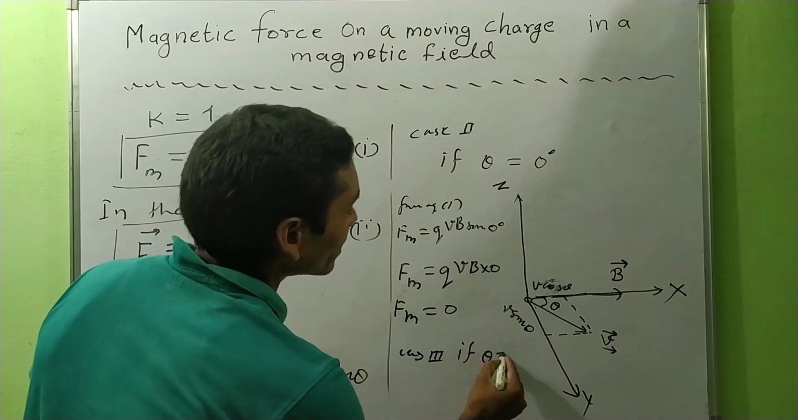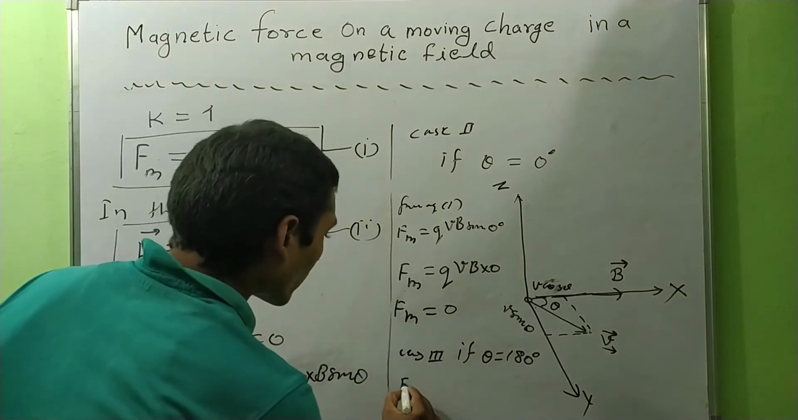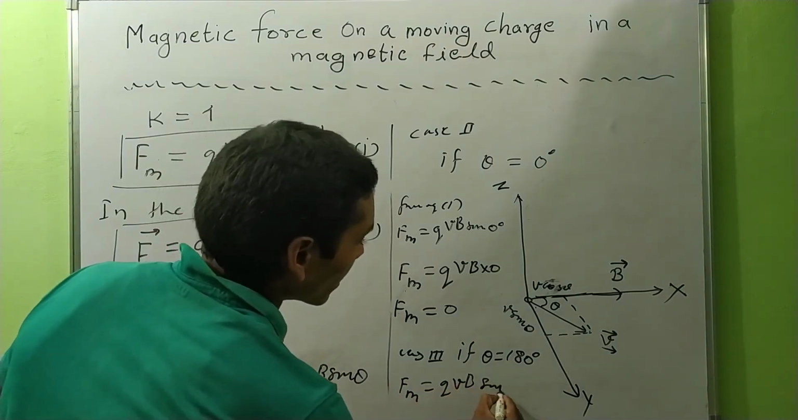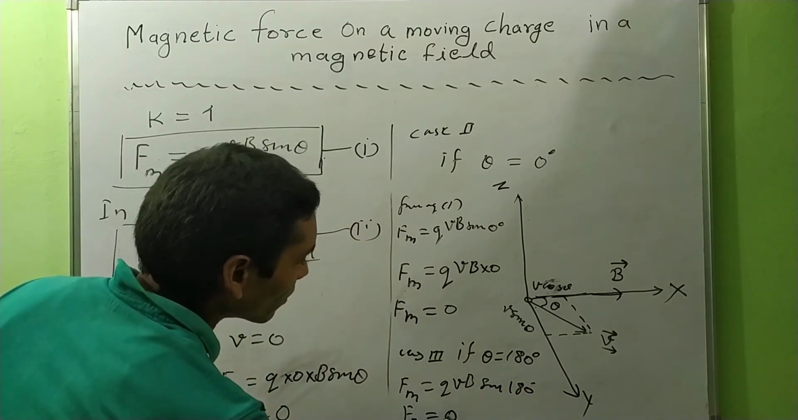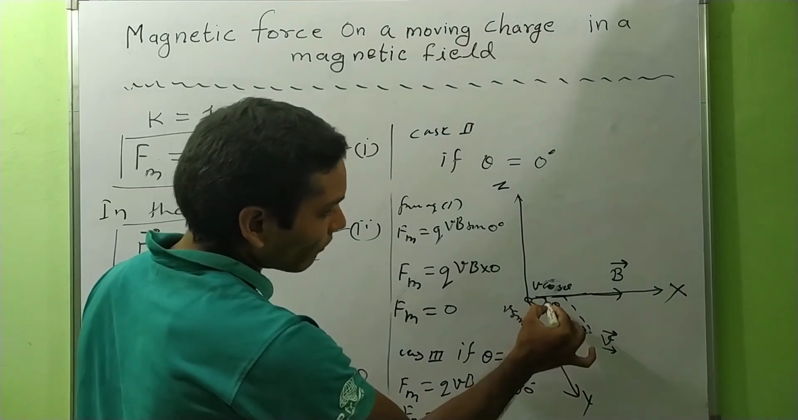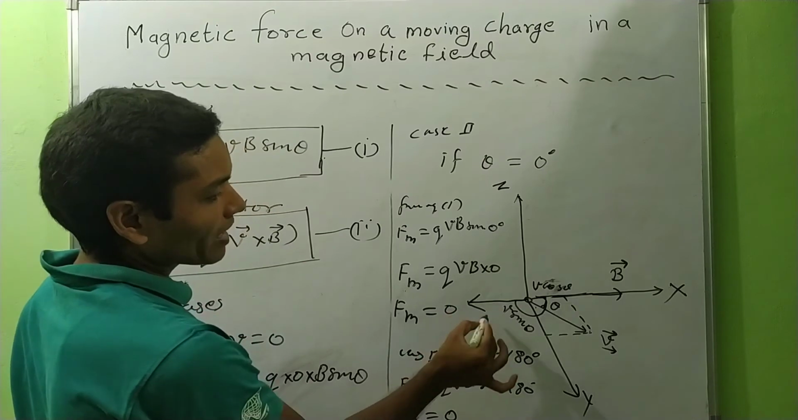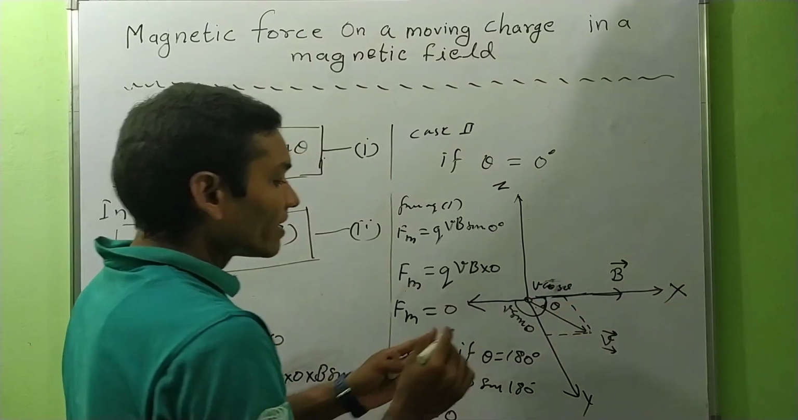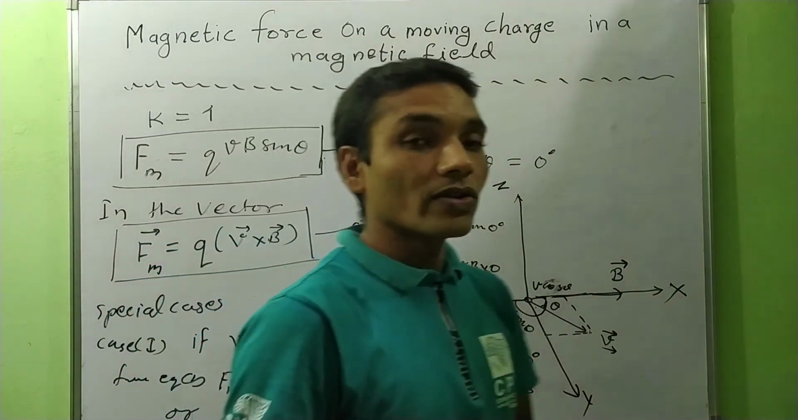And case third: if theta equals 180 degree, so Fm will be qvB sin 180 degree, or Fm will be equal to 0. If this theta becomes 180 degree along this direction, it means the direction of motion of the charged particle will be opposite to the direction of magnetic field. In this case, the force acting on the charged particle is also 0.